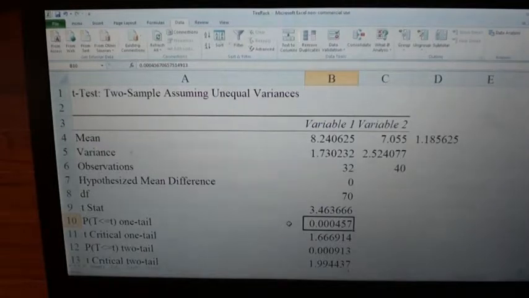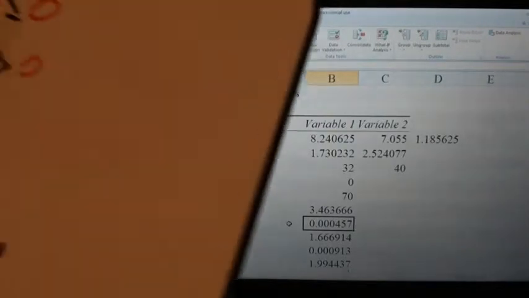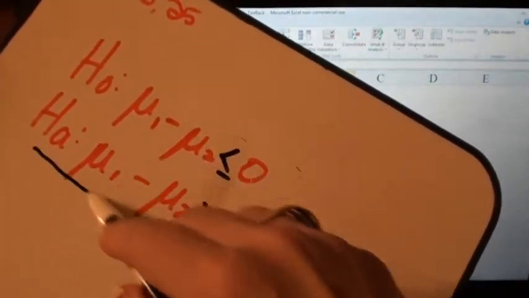So the answer to part C is 0.000457. Part D says at a 5% level of significance or 0.05, what is your conclusion? Well, that number is less than 0.05, which means if it is less than, we reject our null. So we accept our alternative, which is that the mean of group 1 minus the mean of group 2 is greater than 0. So we did prove that the average of Dunlap's ratings were greater than Michelin's. So we proved what we were trying to prove by rejecting our null.